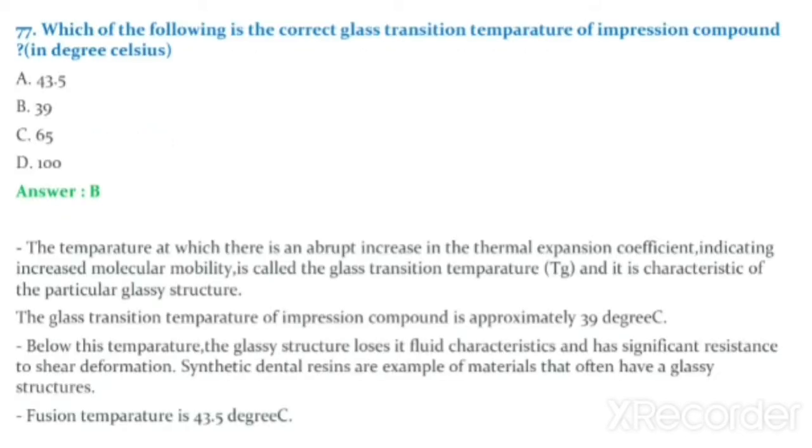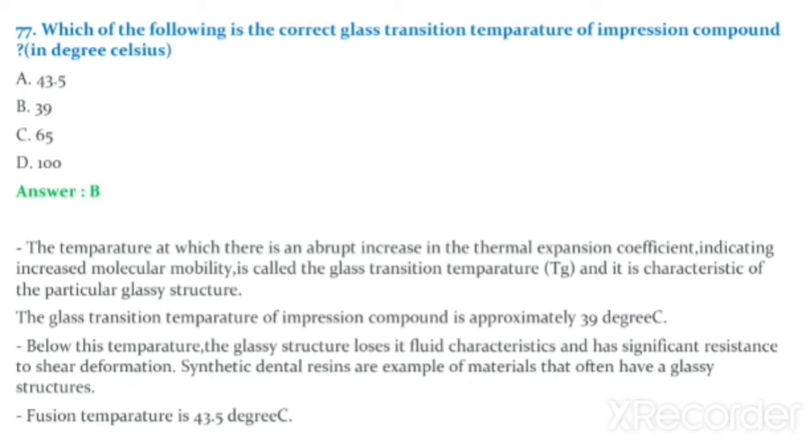Question number 77. Which of the following is the correct glass transition temperature of impression compound? Say in degrees Celsius. Option A 43.5 degrees Celsius. Option B 39 degrees Celsius. Option C 65 degrees Celsius. Option D 100 degrees Celsius. Answer is option B, that is 39 degrees Celsius.